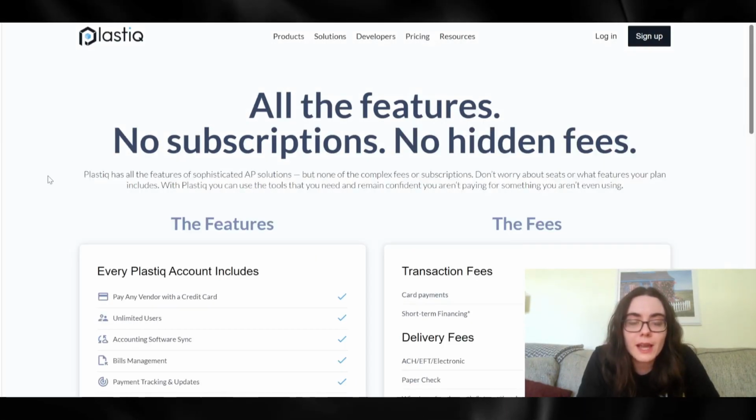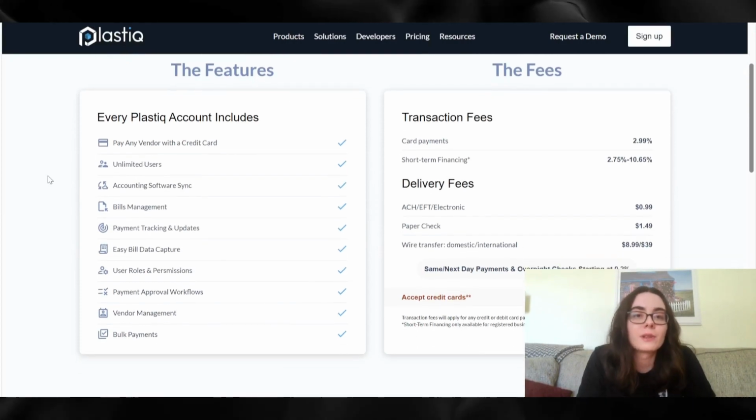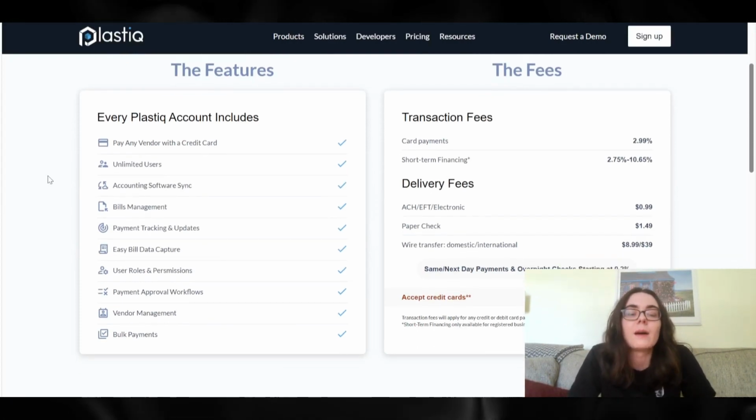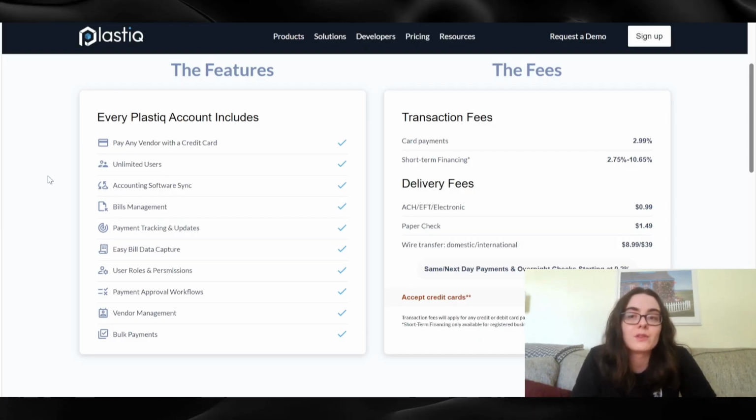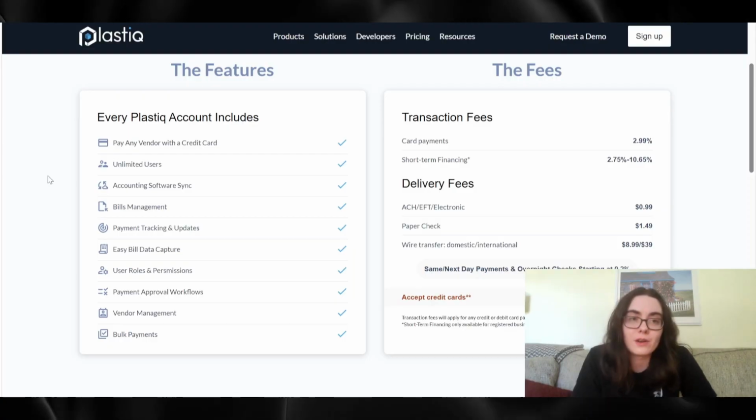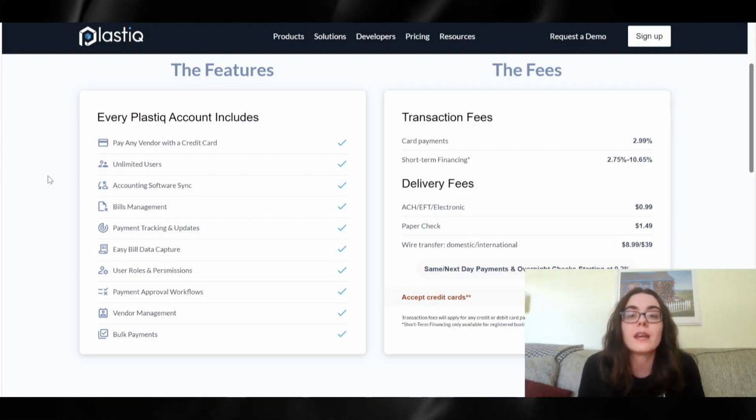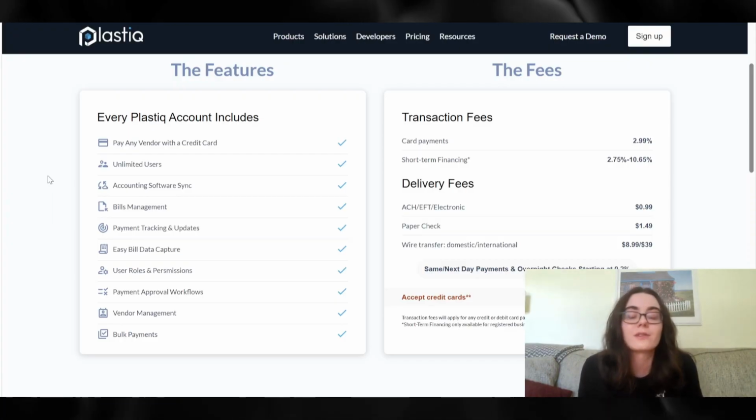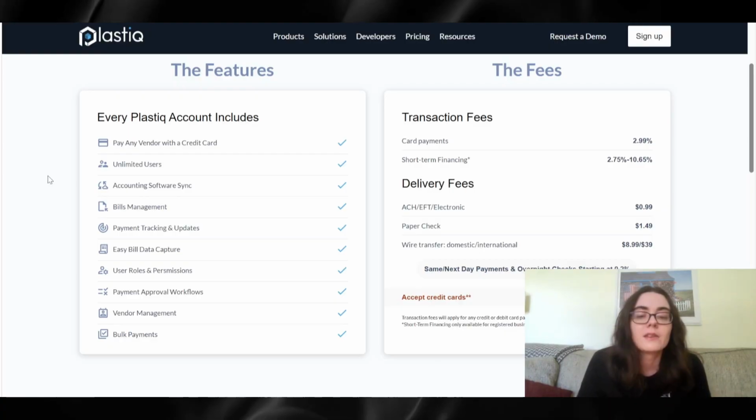As for the fees, there aren't any monthly subscription fees, so you're really just looking at transaction fees. You have to pay a payment method fee. For card payments, it's 2.99% because you're paying with a card, and then a delivery fee based off of how the payment is being delivered. If it's being delivered via ACH, that's 99 cents. So your total would be 2.99% plus 99 cents. That's how Plastiq works.